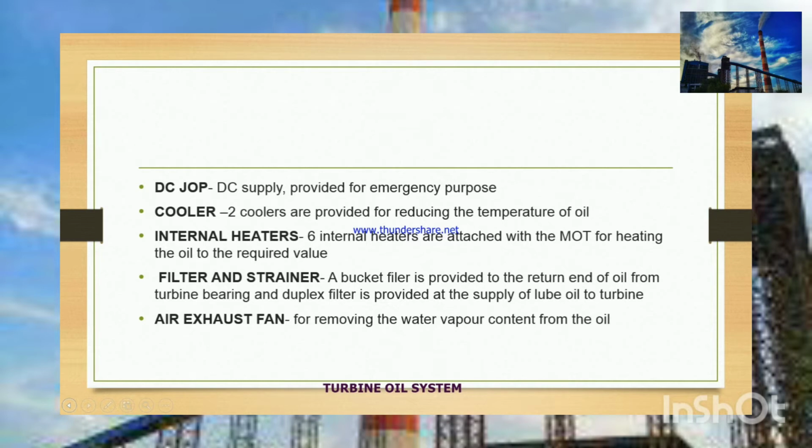Then there is filter and strainer. Filter and strainer are used for removing dirt particles and foreign material from the oil. That is, dirt particles and foreign material may enter into the turbine oil system through air. We know that in air there are many dirt particles and foreign material. When air leaks into the turbine oil system, the oil becomes contaminated.